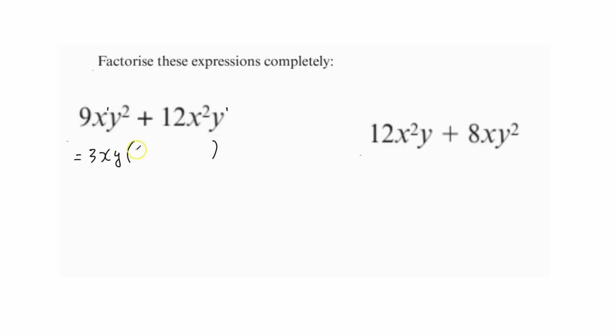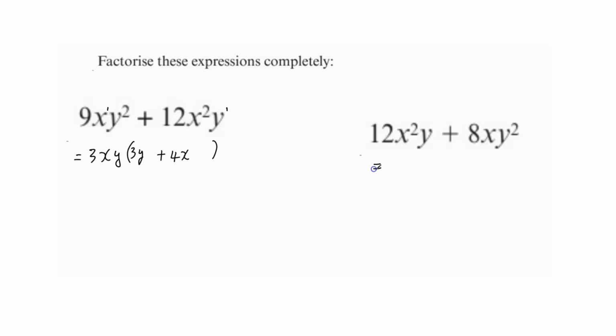So it means that 3 times 3 here would be 9, so that should be a 3. We have x there, so we don't need an x. Y times y should be y squared, so we need a y here. Plus 3 times 4 would be 12. But we have an x squared here, so x times x here would be x squared. We have a y, so we don't need another y term here. So that would be the factorized expression.